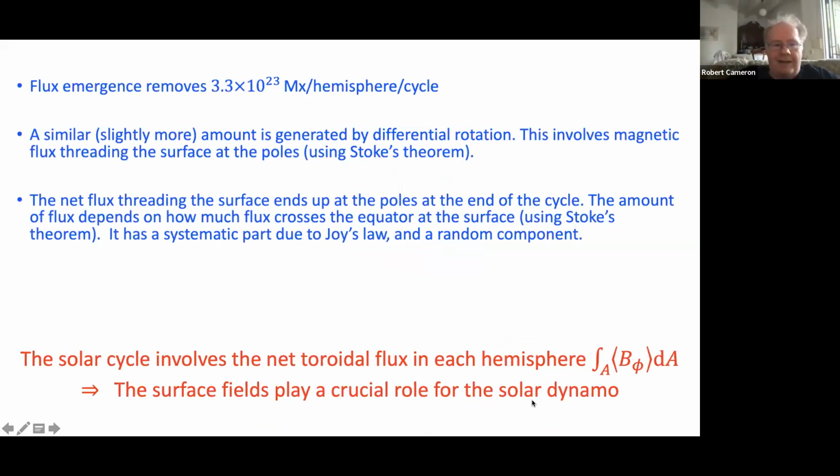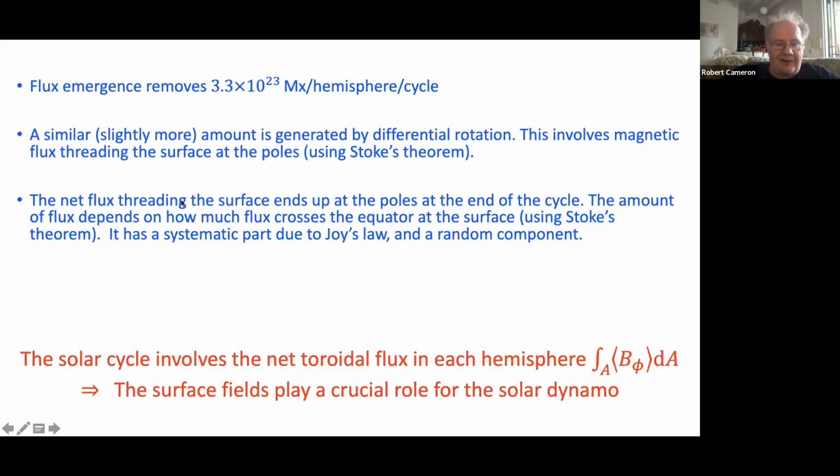We have the net flux removed at a rate of about 3.3 times 10 to the 23 Maxwells per hemisphere per cycle by flux emergence. Slightly more is generated by differential rotation of magnetic field threading through the solar surface. Any field lines which don't thread through the surface don't generate net toroidal flux in either hemisphere.